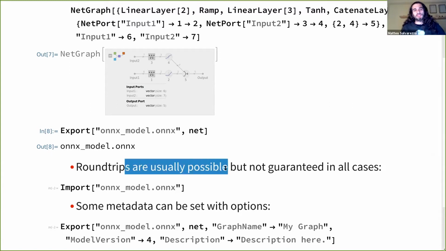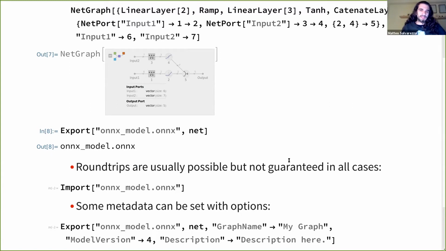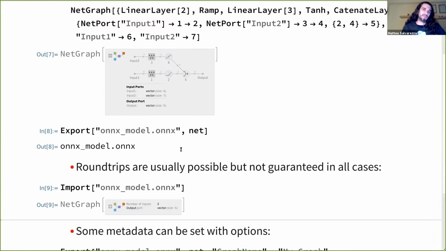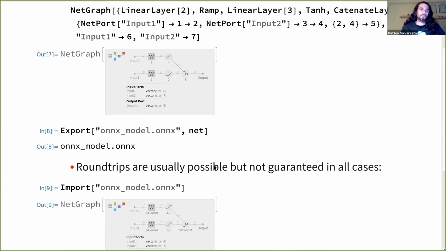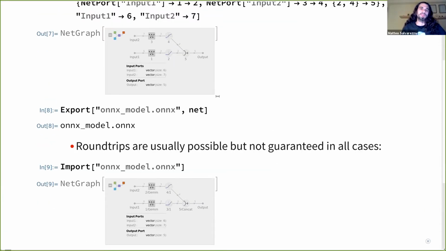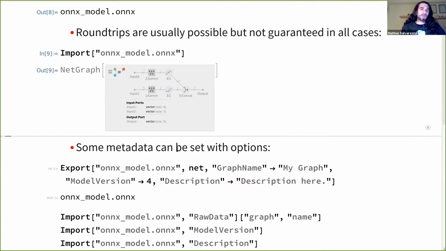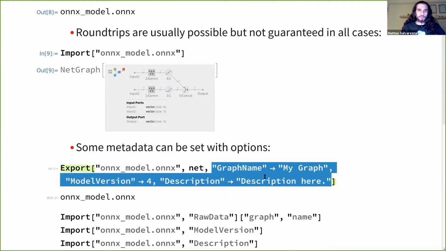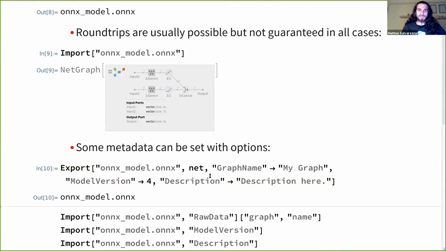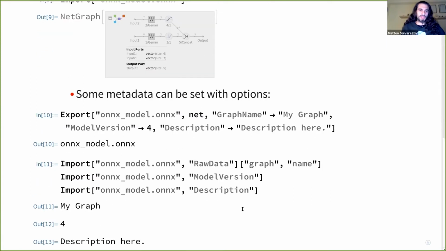It is usually possible to round trip, but it's not guaranteed to work in all cases. For simple cases like this, it's pretty much always guaranteed. And you can see we're getting the same networks back. And we can also set metadata. There are three options here, and I'm setting them in Export and checking that the settings are actually there.